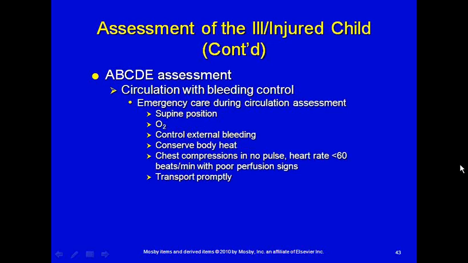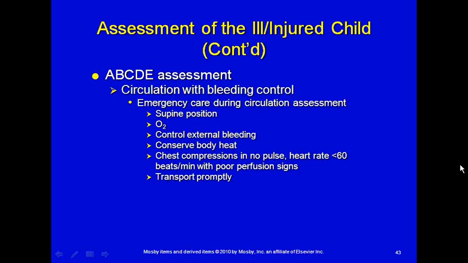As far as the emergency care during your assessment of the circulation, you want to keep them supine, give them oxygen. If they are bleeding and you can see it, control it with direct pressure and potentially a tourniquet depending on the situation. It's really important to conserve body heat in children. It's important to conserve body heat in all patients who suffer trauma. If we're allowing them to get cold, then their platelets have a hard time sticking together and they have a tendency to bleed more. In addition to that, when they get cold, they're going to shiver and they're going to burn up energy that they just really don't have.